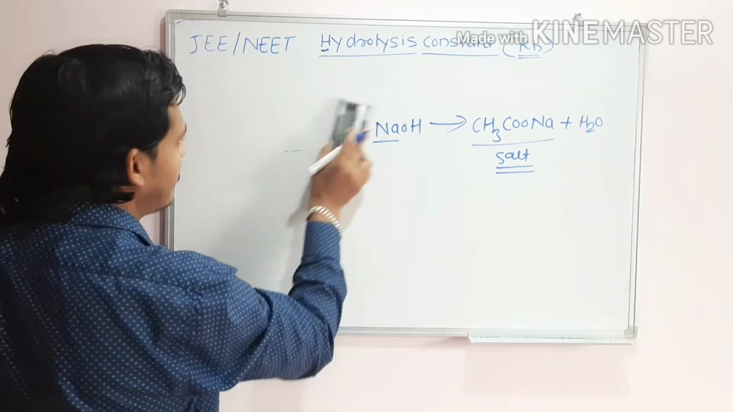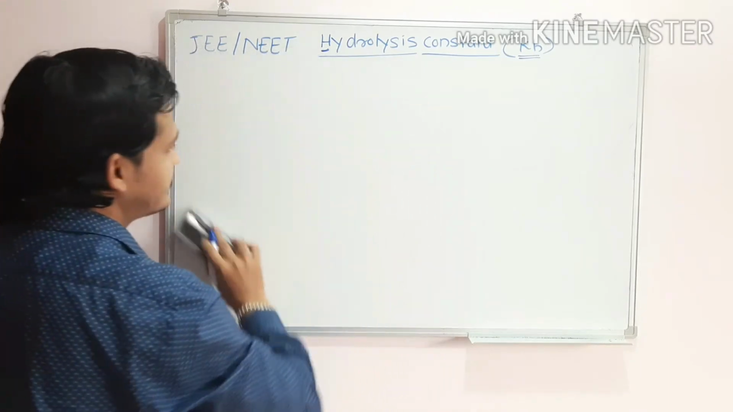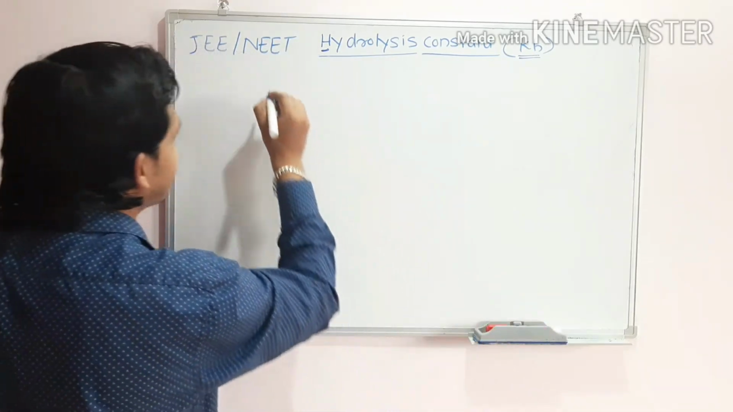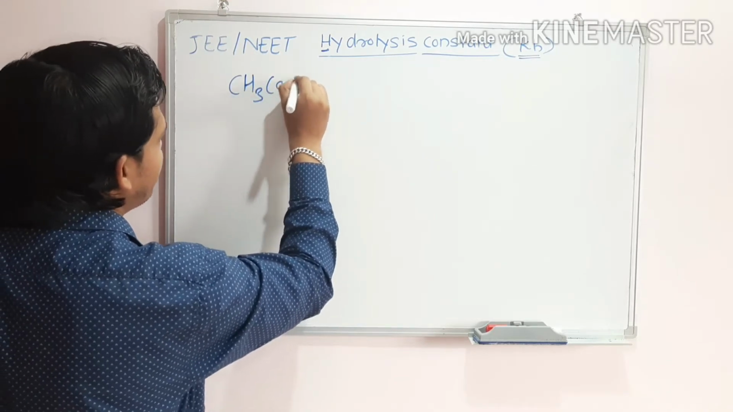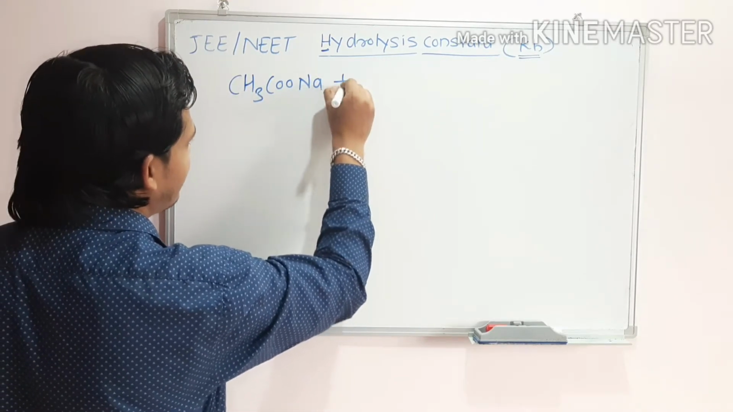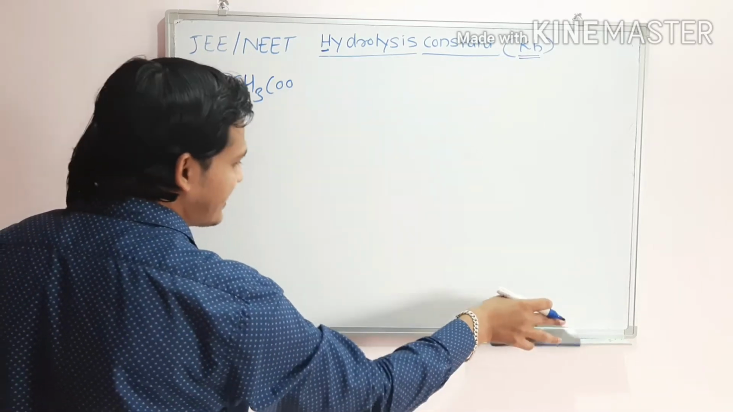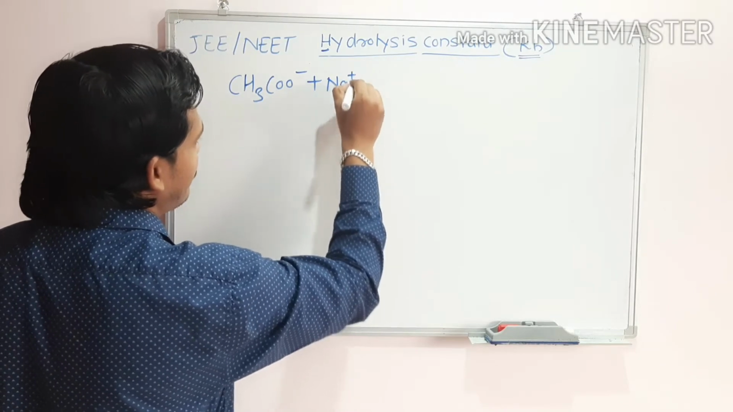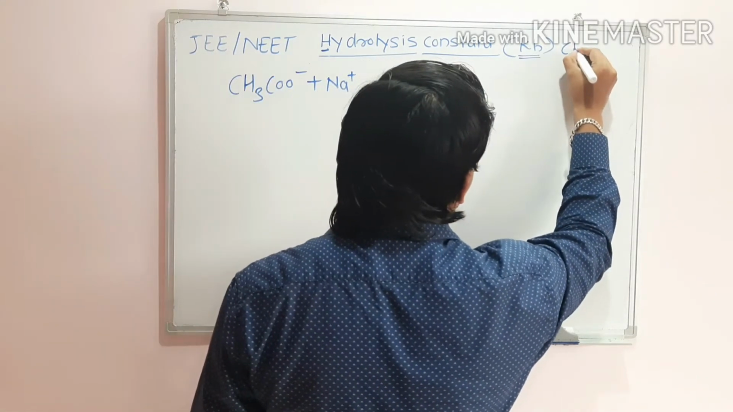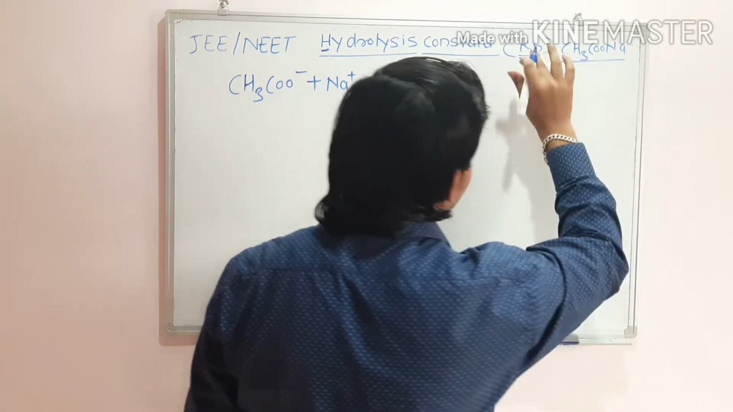As I explained earlier, I had shown you all the types of hydrolysis. So first of all we have to write CH3COONa. Hydrolysis means cation and anion. I am writing directly cation and anion. What is our salt? CH3COONa. First we look at KH.